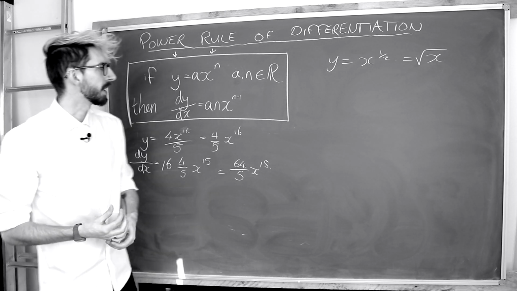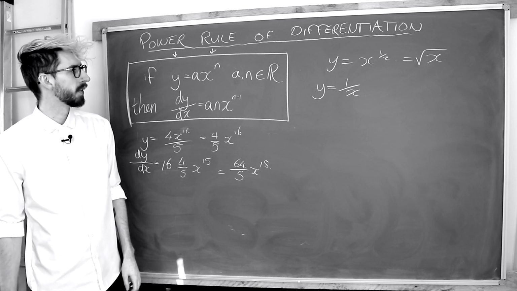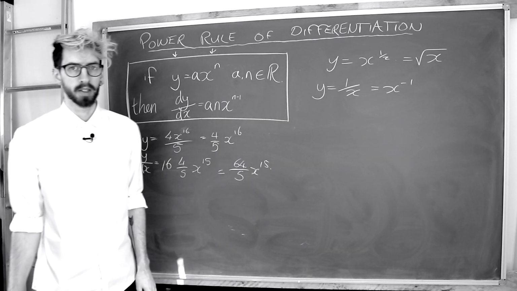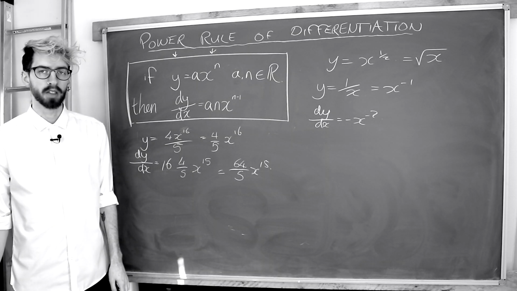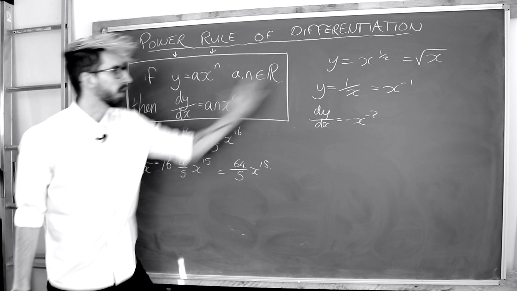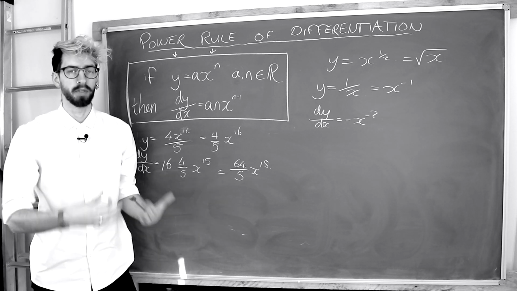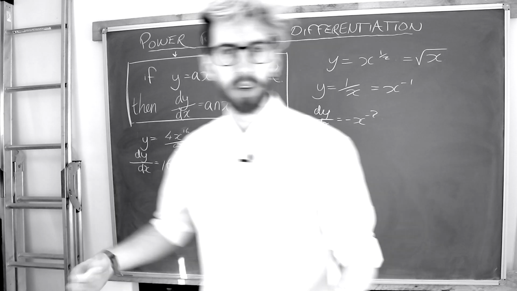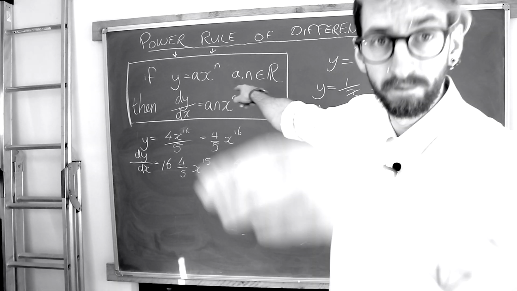So let's have a little example. Say it was y equals 1 over x, then obviously that's x to the power of minus 1, and the derivative is minus x to the power of minus 2. So we can use the power rule to differentiate things that don't look like x to the power of n, but we can simplify them into a version of that. Now I'm going to get 3 examples for us to go through, and then we're going to look at differentiation by first principles to prove that.